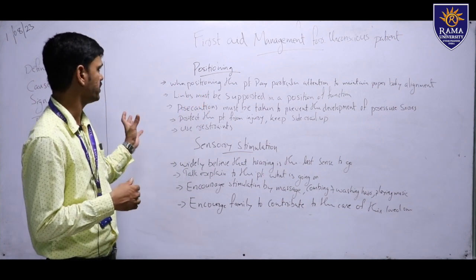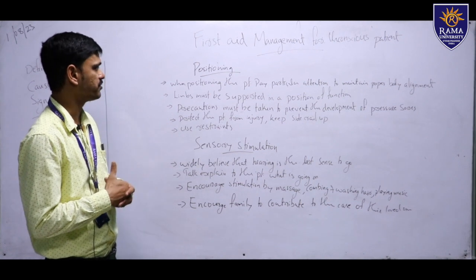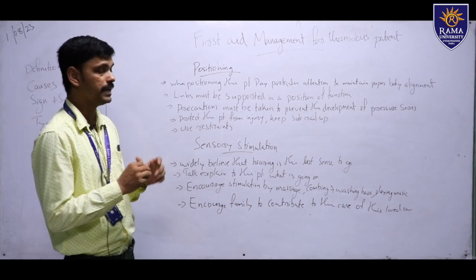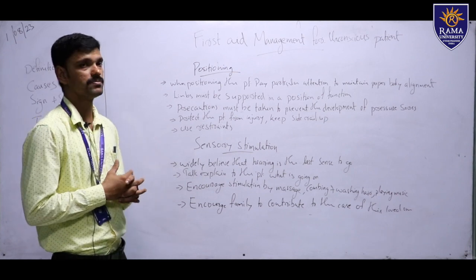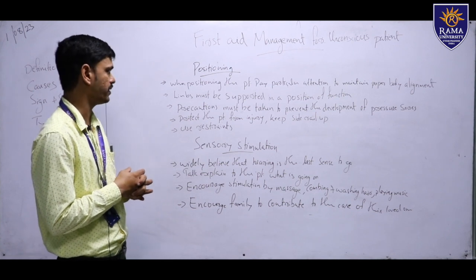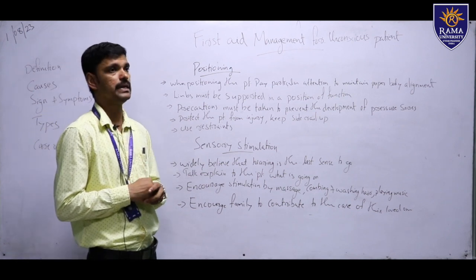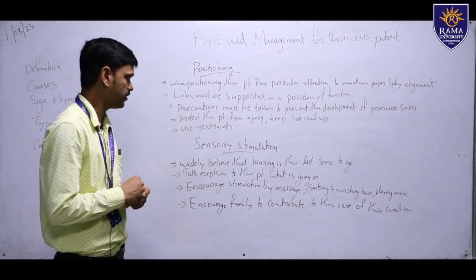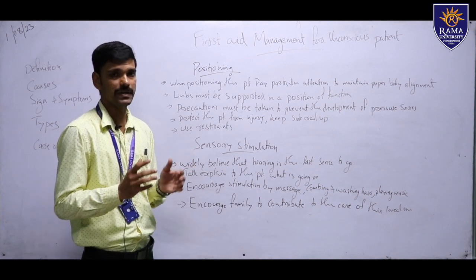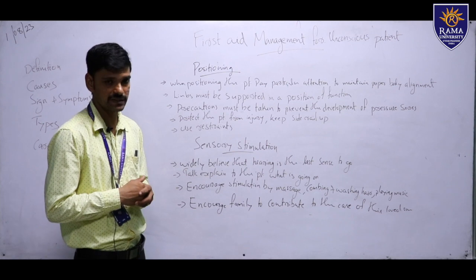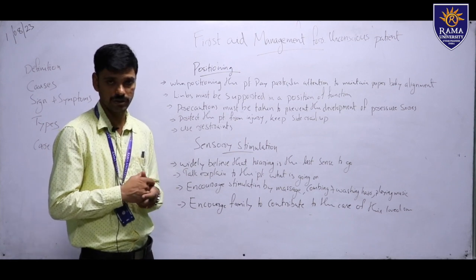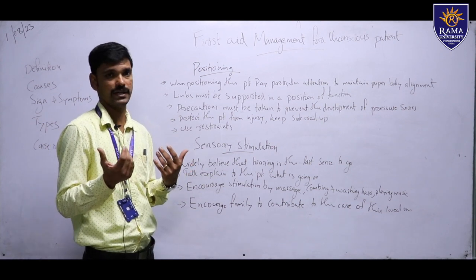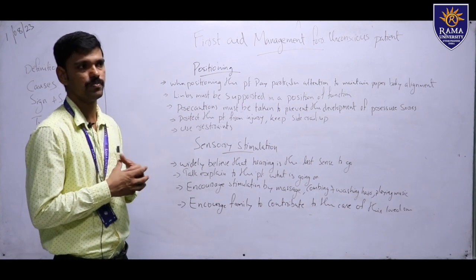What care do we have to see for positioning? When positioning the patient, pay particular attention while changing the position to maintain proper body alignment. Limbs must always be supported in a position of function, and precautions must be taken to prevent pressure sores and protect the patient from injury. Protect the patient from injury by keeping the side rails up, and use restraints according to the doctor's order. It will prevent the patient from pulling the catheter, and restraints also prevent movements.